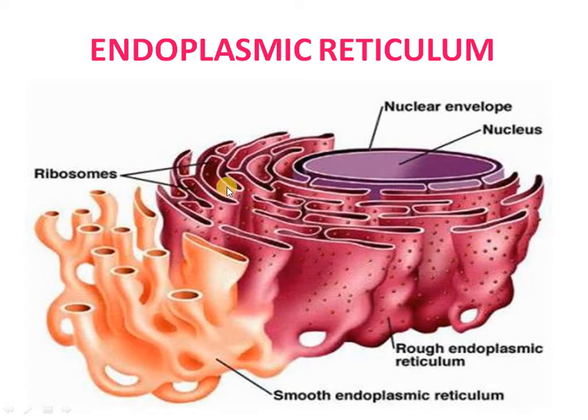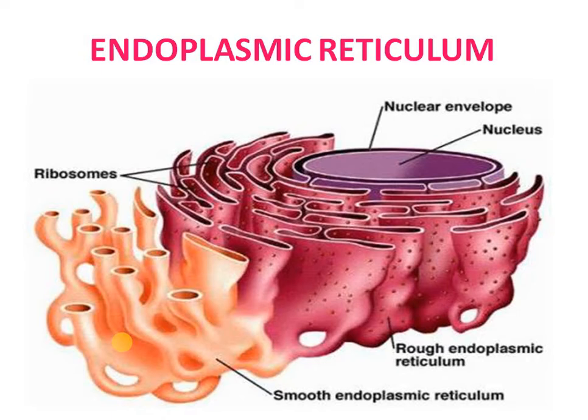Students, this is called rough endoplasmic reticulum because ribosomes are connected to its surface. You can see the dotted substances over there. These are ribosomes. That is why it is known as rough endoplasmic reticulum, and this is known as smooth endoplasmic reticulum because it does not have any ribosomes on its surface. Clear?